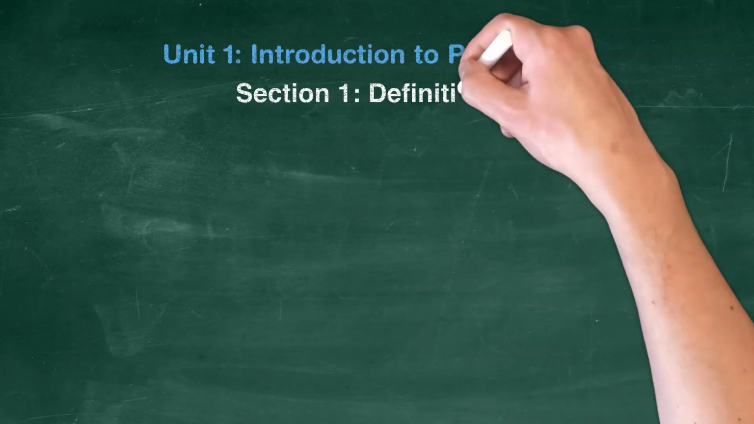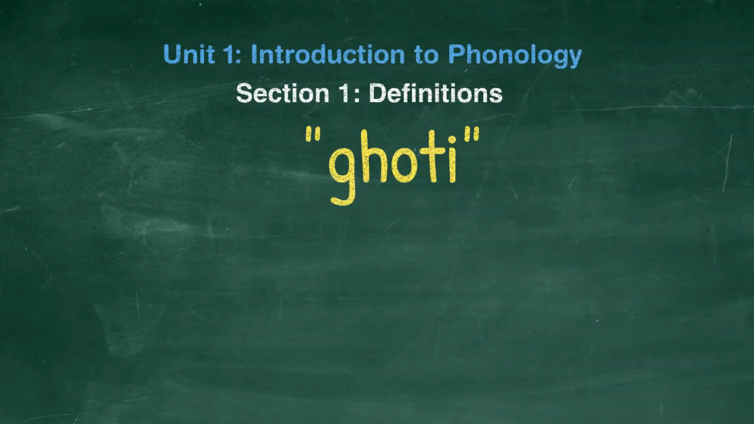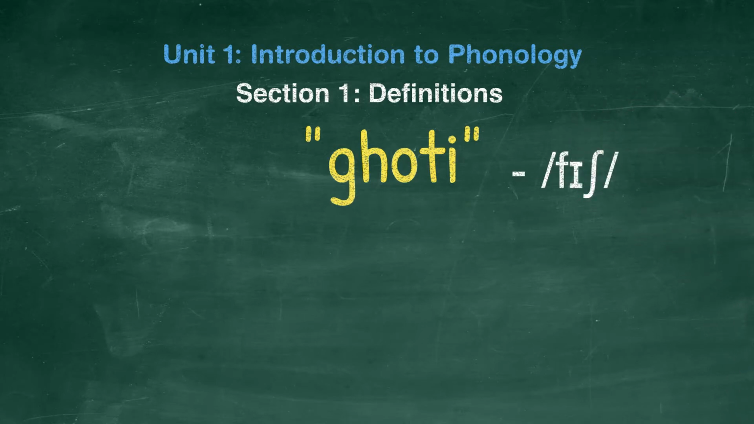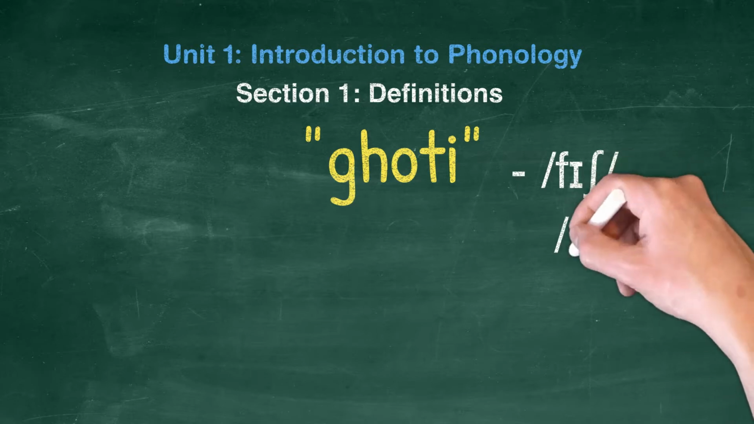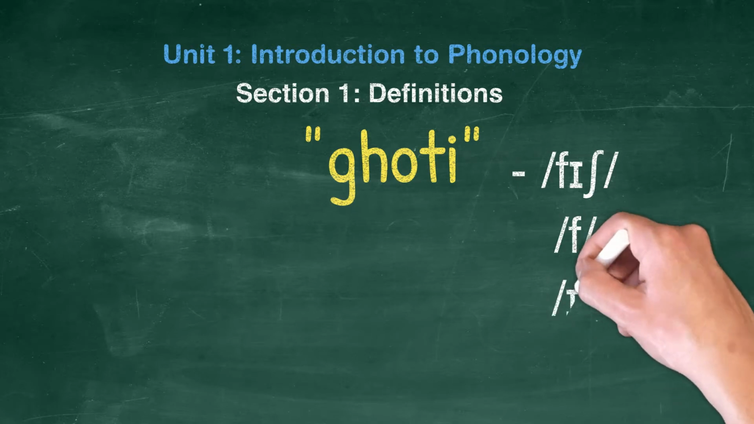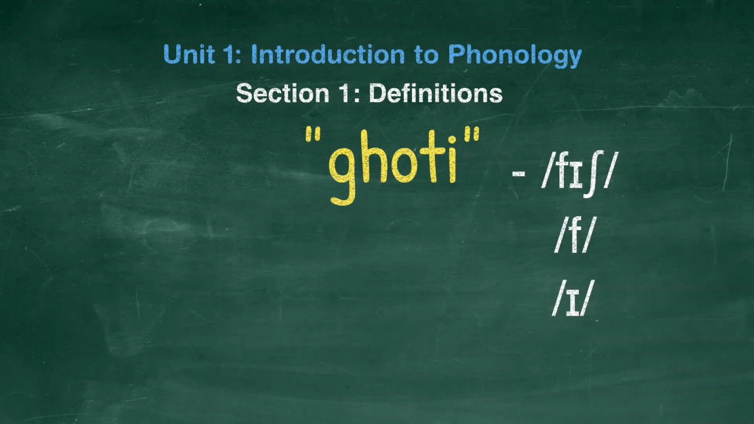Section 1, Definitions. Okay, what does this say? Go-ti. Okay, check this out. Writing it in phonemic annotation may help. What's that? So let's see, the thing that looks like an F, but it isn't, makes an f sound like the F does. What looks like a capital I is actually the i sound, like a lowercase i.